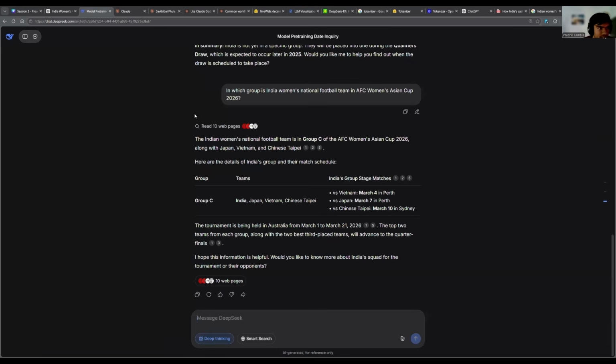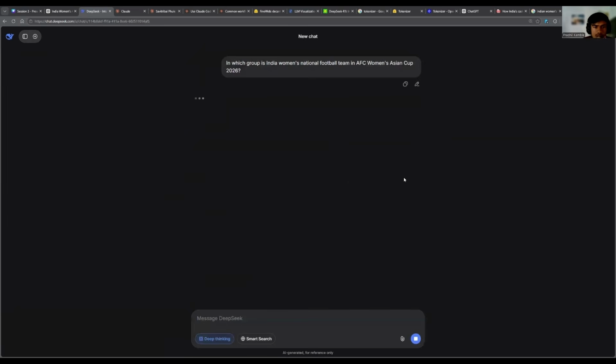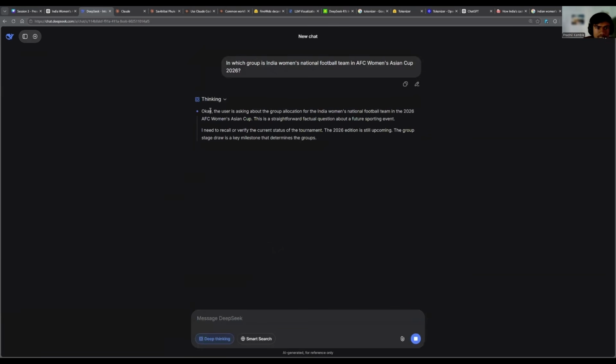But I want to create a different new context now. I want to just create a new page, new context. I'm in a new tab now and I selected deep thinking. I've pressed enter. Let's see what's happening. See, now the model is thinking.